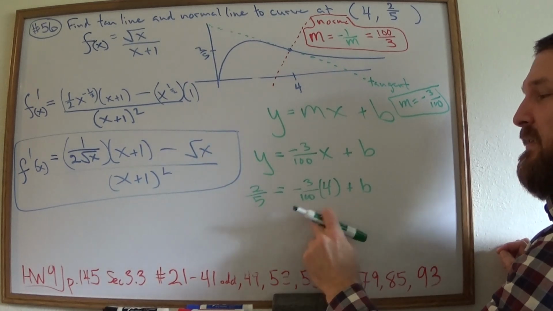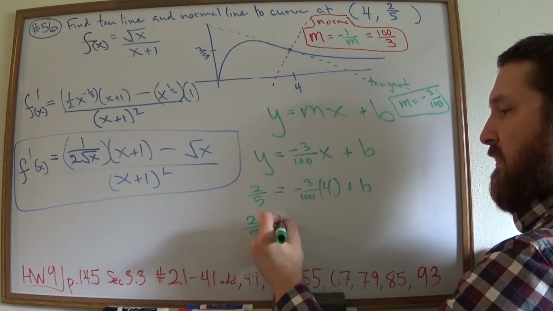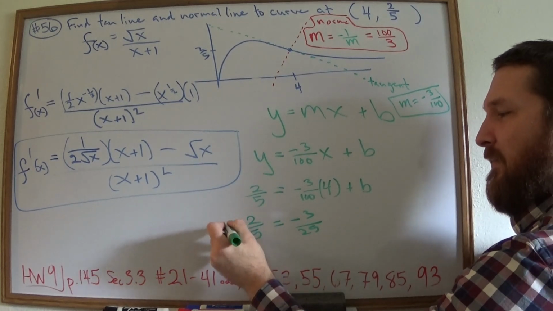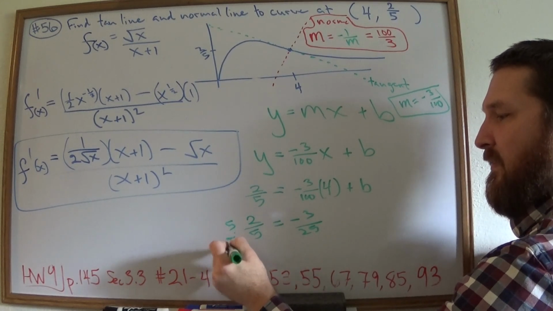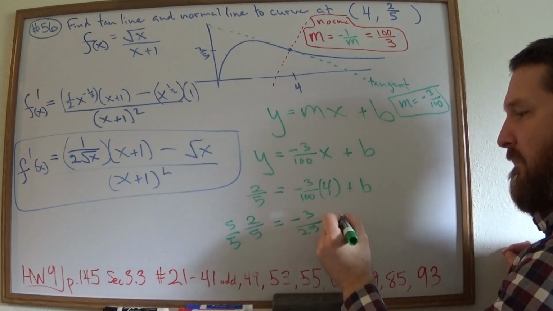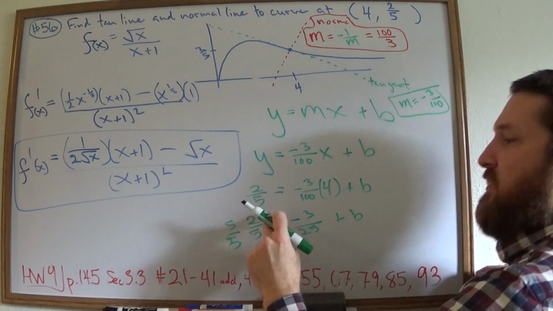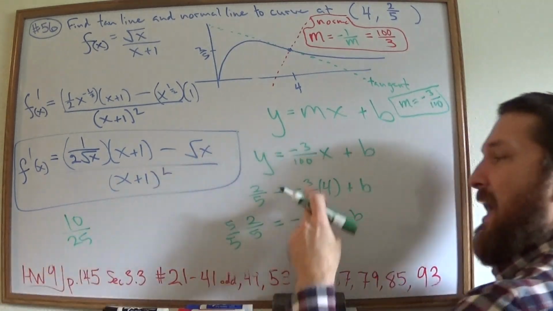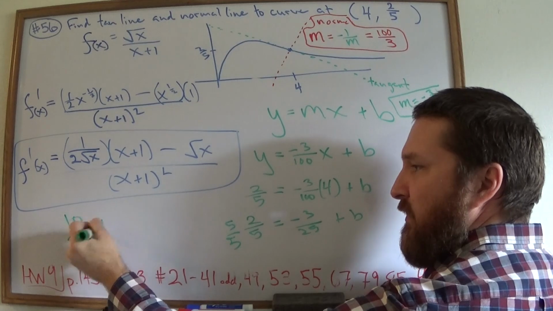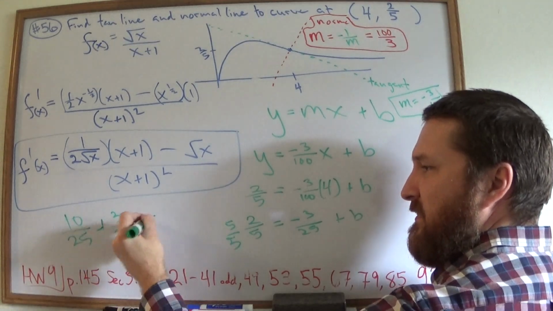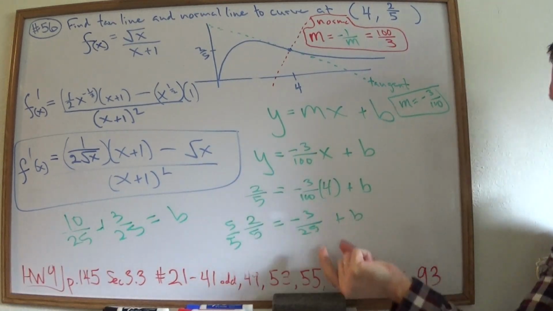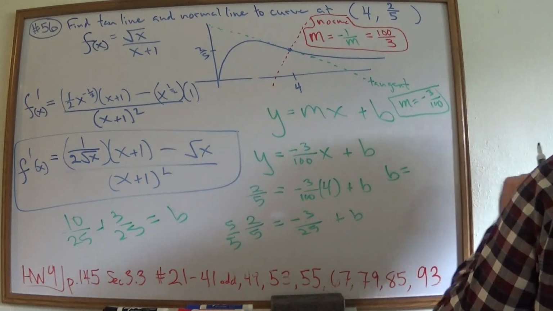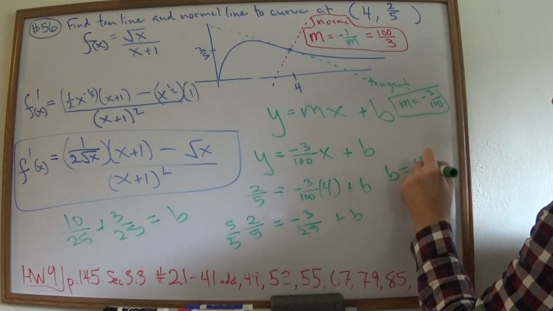4 and 100 cancel, so it's negative 3 over 25. Multiply the top and the bottom by 5, and you get, this is plus b, so 10 25ths. Then you add on the 3 25ths. Bring that over to that side and you get that. And so your b is 13 25ths.